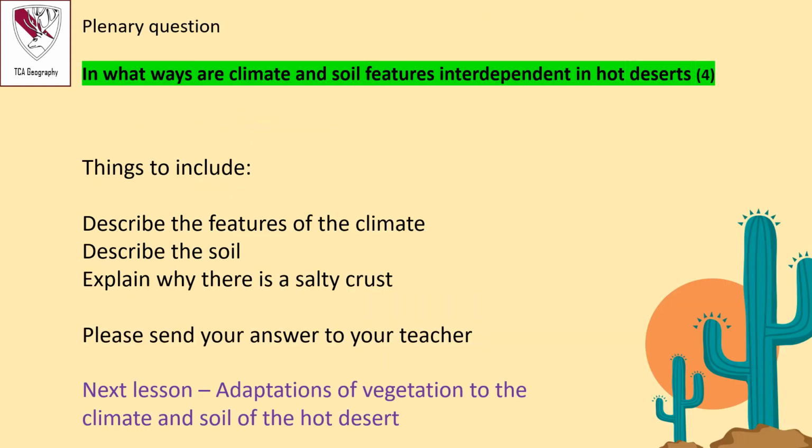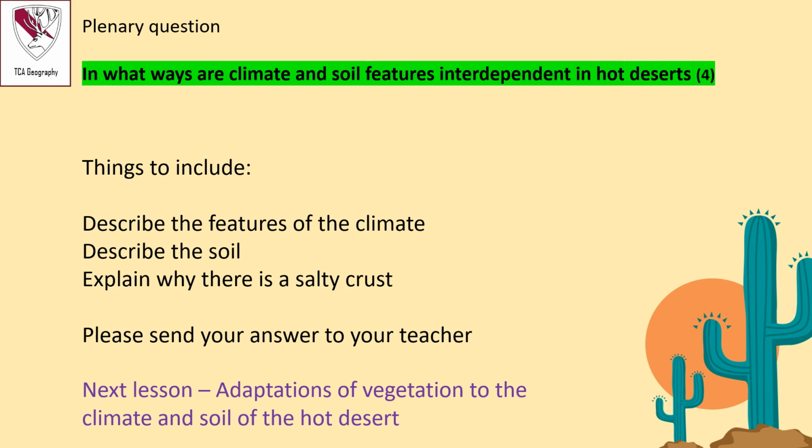So this lesson has given you a good general overview of the location of hot deserts and the reason for the location, the climate and the reasons for the climate, the soil and the reasons for the soil, and the general lack of vegetation and the reasons behind that. So we're going to pull a few things together here in this plenary question. In what ways are climate and soil features interdependent in hot deserts?